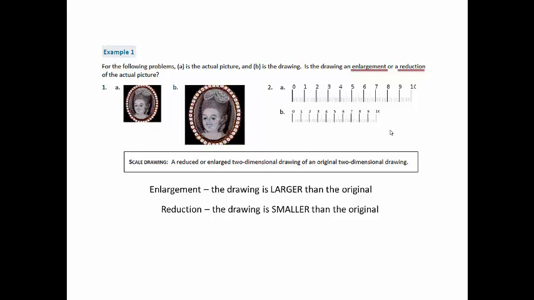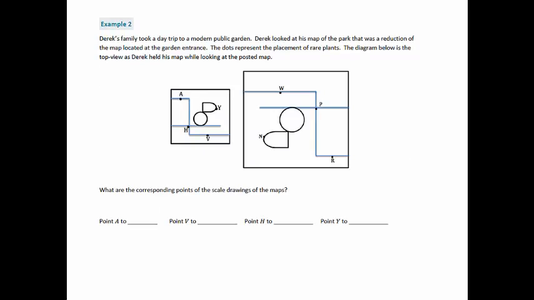Let's move on to example 2. In example 2, we have two different maps. This is a map of a park that Derek's family went to, a modern public garden. He looked at the map of the park. There's a reduction of the map located at the garden entrance. Remember, reduction means it is smaller. The dots represent the placement of rare plants.